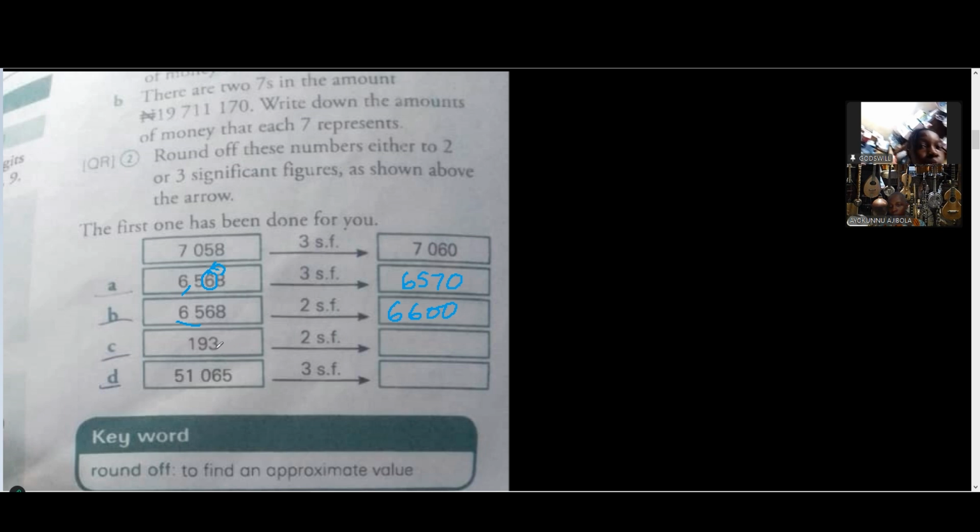So we have this one, 2SF, 19, but this is a 3. It cannot affect the 9. So we have 190. And the last one, 3SF, we're stopping on the 0, but 6 can affect the 0. That is 51,100.